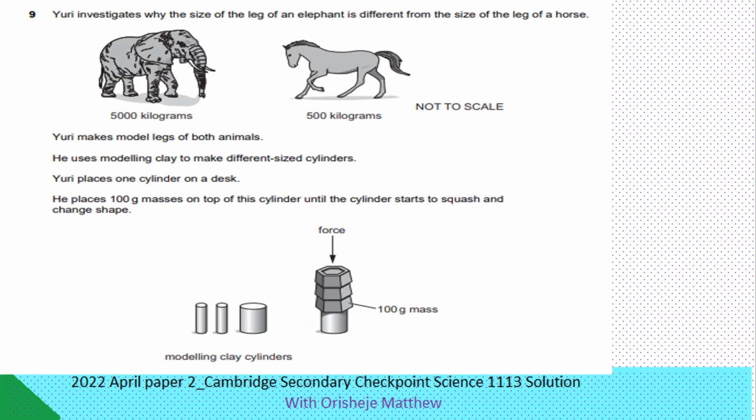Yuri investigates why the size of the leg of an elephant is different from the size of the leg of a horse. Elephant is 5,000 kilogram, while horse is 500 kilogram. We use modeling clay to make different size cylinder. Yuri placed one cylinder on a desk. He placed 100 gram mass on top of the cylinder until the cylinder starts to squash and change the shape.